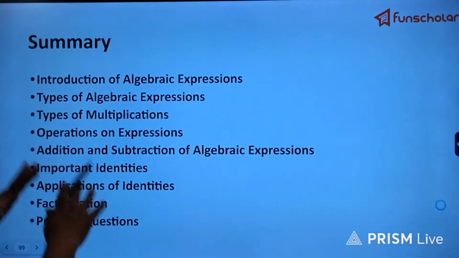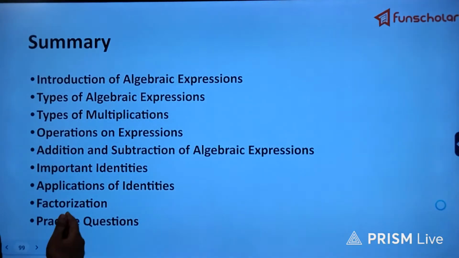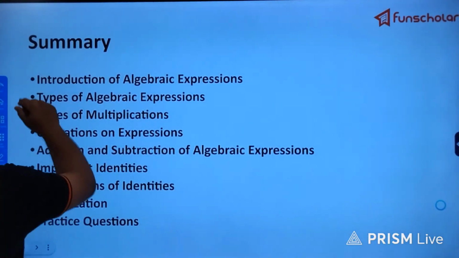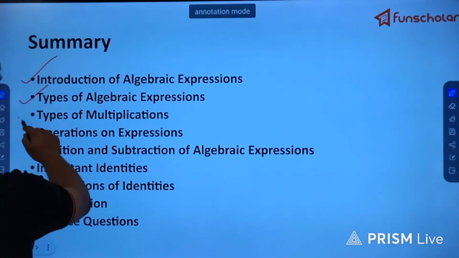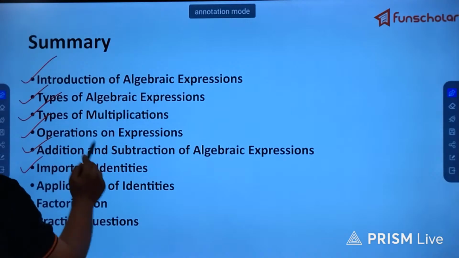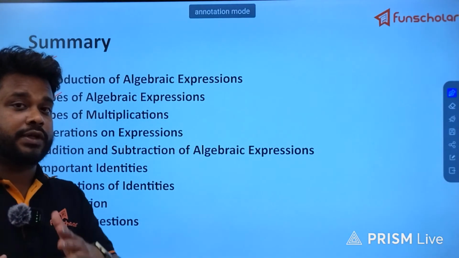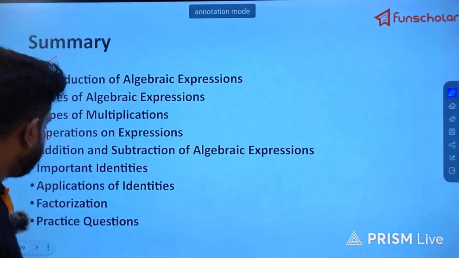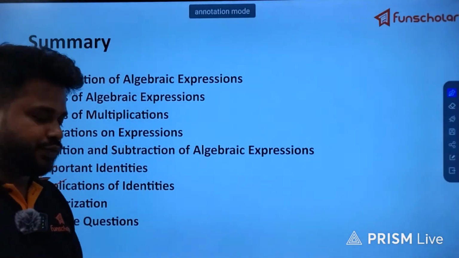The next is the summary of what we have learned in this chapter: introduction of algebraic expressions, types of algebraic expressions, multiplication operations on expressions, addition and subtraction of algebraic expressions, and important identities. This is your task as well, to watch the videos from the FunScholar app or the FunScholar website. And application of identities, factorization, and we have also practiced some questions.